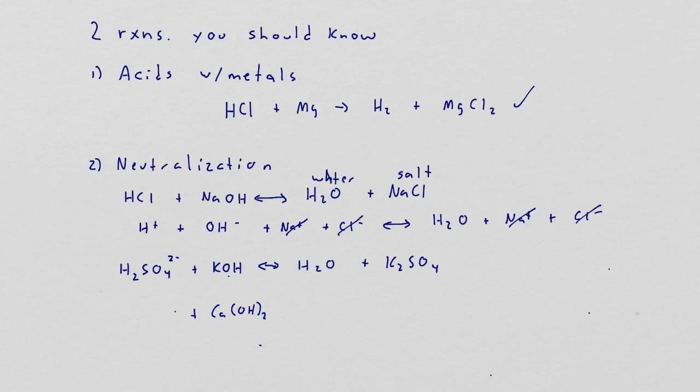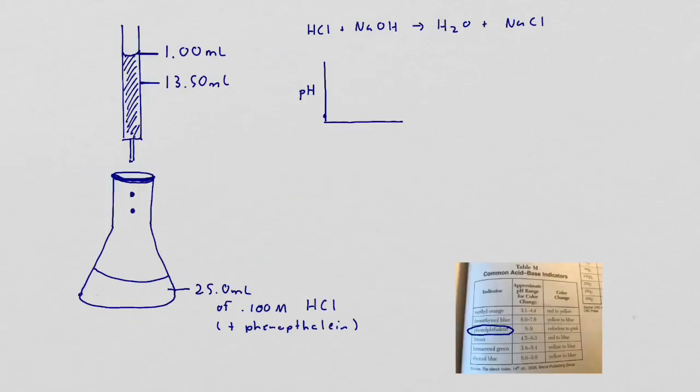All right, let's talk about this thing called a titration. Now, as you can see, there's a lot going on this page. All right, so let's first talk about the method. So let's imagine you have an Erlenmeyer flask, which is this type of flask right here, and in it you put 25 milliliters of 0.100 molar HCl. And you've also put phenolphthalein in there.